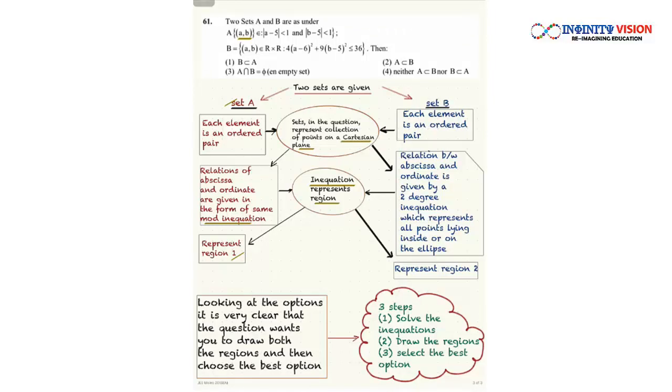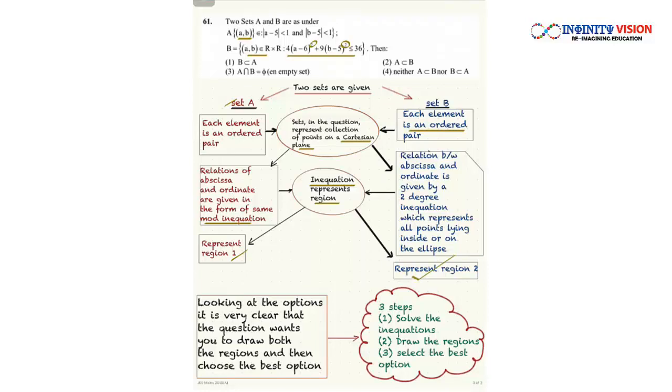Now moving to the set B, again each element here is an ordered pair, and what does it mean? It means again that set B represents a collection of points on the Cartesian plane. Now if you see the relation between abscissa and ordinate, it is given by a 2-degree equation, and this 2-degree inequation is nothing but an ellipse. So I can say that this inequation represents a region on the Cartesian plane where all the points lying on this ellipse and inside would constitute an element of set B. So it is very clear that set A represents region 1 and set B represents region 2.